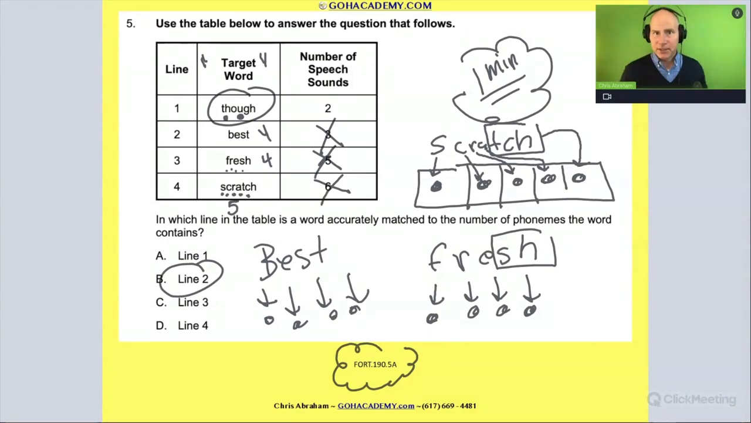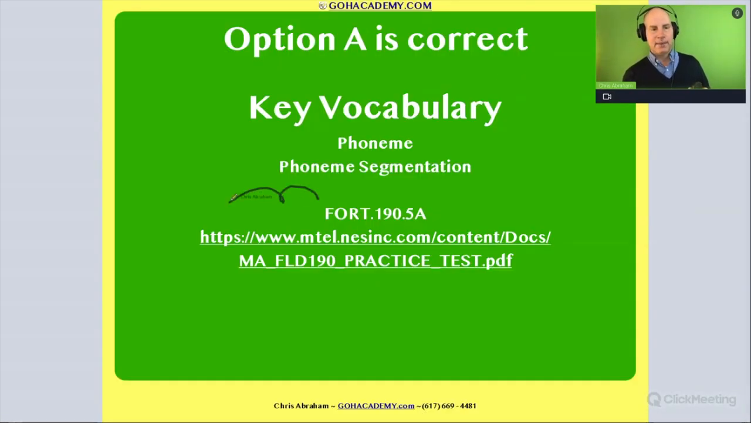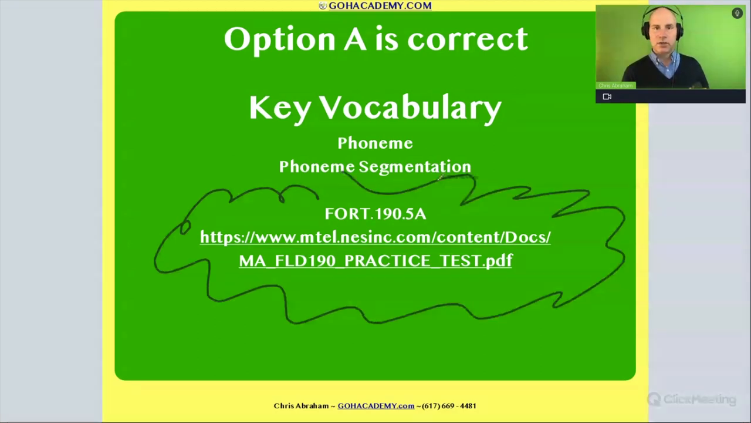Each one of these words has speech sounds. Which one is correctly labeled? And that would be one. Word one, line one, is the word that only has two speech sounds. This is a nice new problem. Great one to take a look at. Great test to take a look at. Doesn't matter if you're taking the Foundations of Reading or the RICA test or the Science of Teaching Reading or a Reading Specialist exam. This is a great practice test to take a look at, everyone, okay? The answer is A. And this problem involves phonemes and phoneme segmentation, all right?